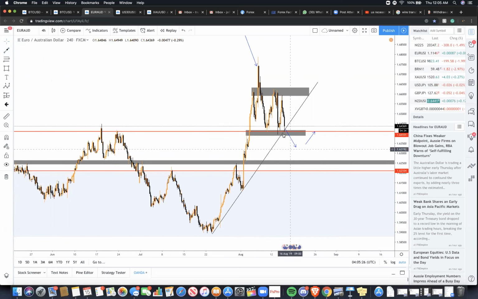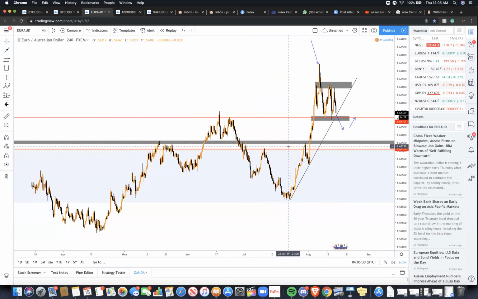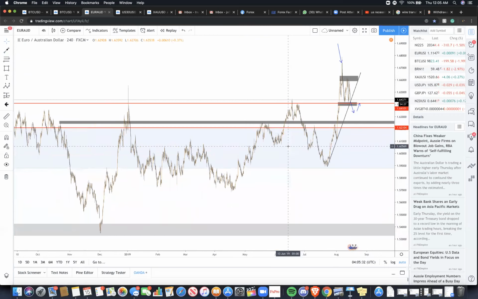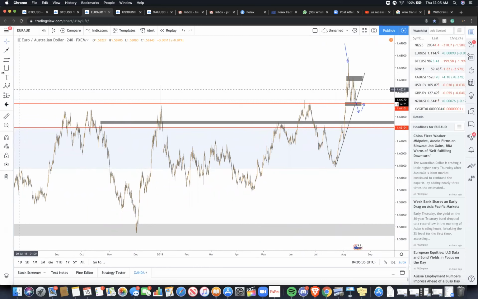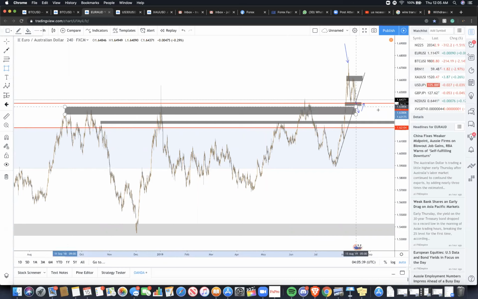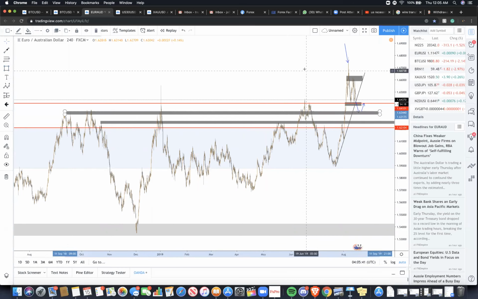So how can I determine up to where, if the market breaks this trend, the market is going to drop into? I'm just going to look left and identify any areas where the market can show a potential move to.